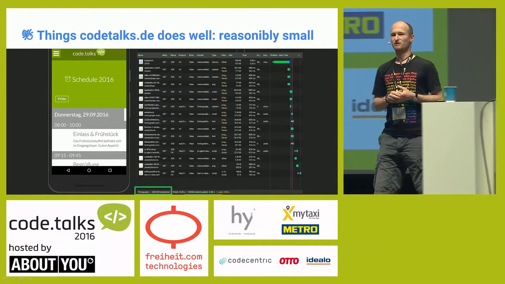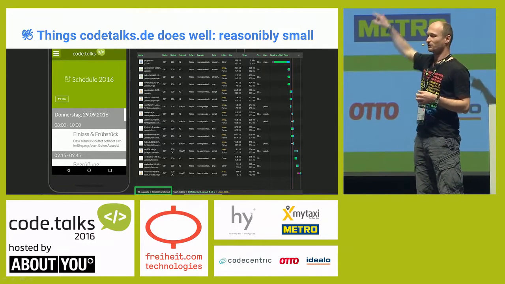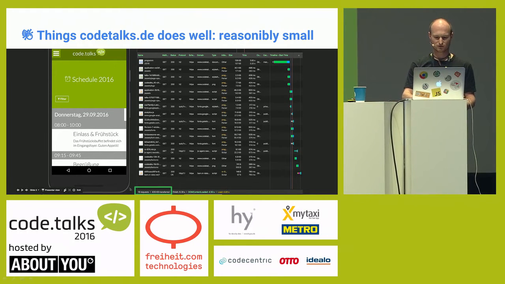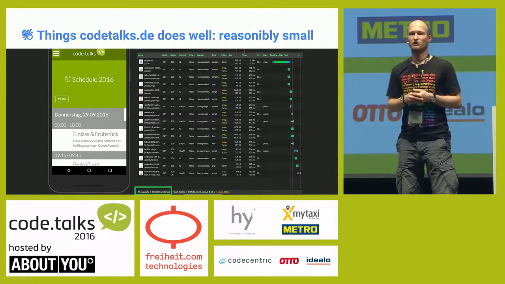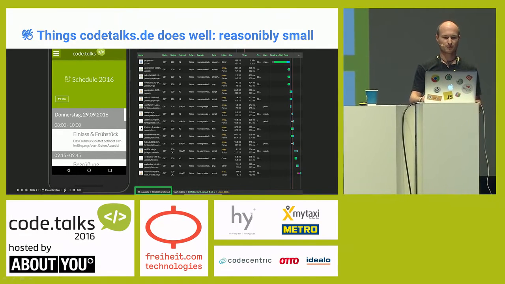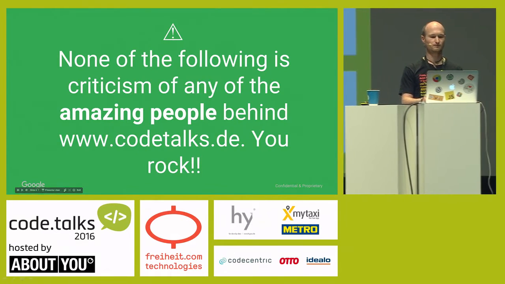The page itself, so the program, is reasonably small. You can maybe see this little green box at the bottom here. Just 16 requests, 405 kilobytes. So that's pretty small and optimized for just the necessary things. So these are the things that code.talks.de does well.